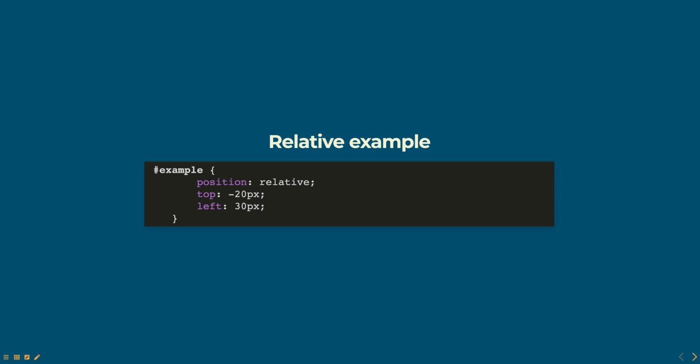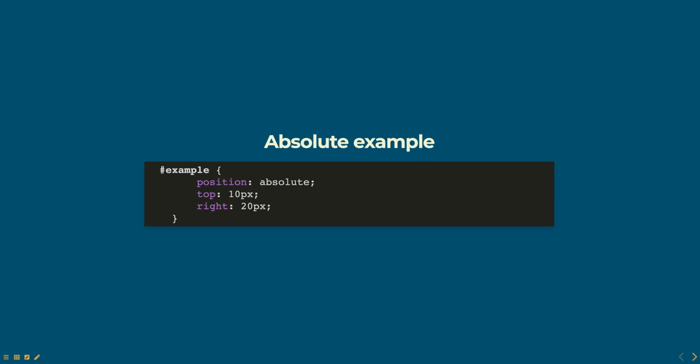Relative: the element is positioned relative to its normal position in the document flow. You can use the top, right, bottom, and left properties to specify how far the element should be offset from its normal position. In this example, the element with an ID of example is positioned relative to its normal position in the document flow, and it is offset 20 pixels up and 30 pixels left.